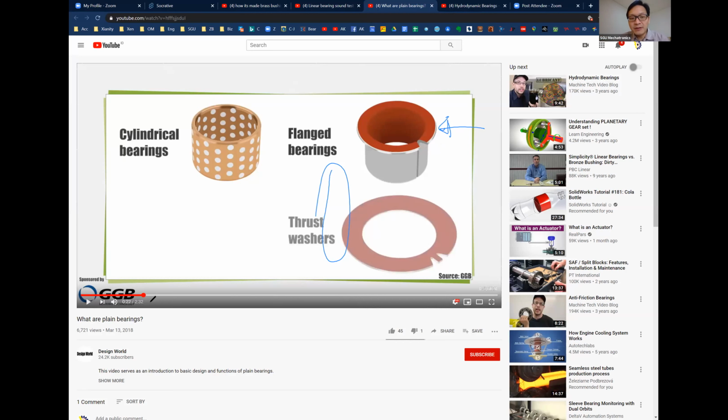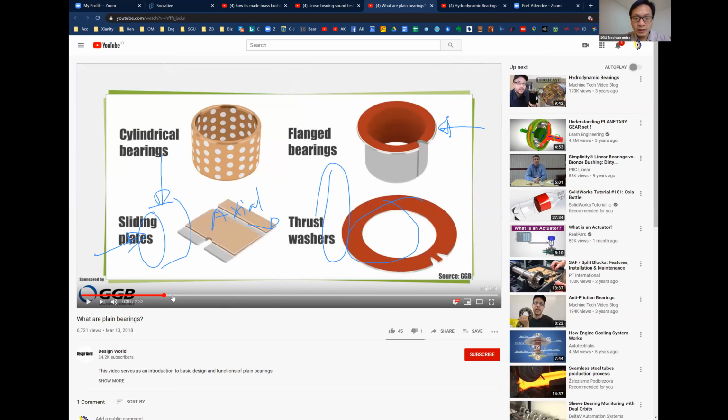Here's an example of thrust washers. It's for axial loading. Remember, in bearings, you have radial, and then you have axial loading, right? This thrust is for axial. Okay, so what else are the examples?